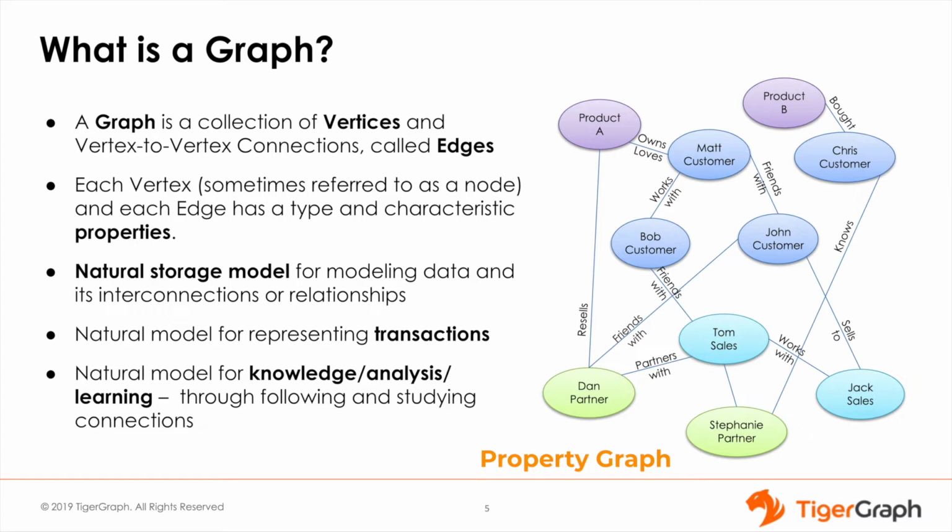There are 2 types of data: vertices like a product, a customer, or a salesperson, and edges like owns, loves, is friends with, or bought. The figure here is a property graph because each vertex or edge can have properties such as age, location, or date.